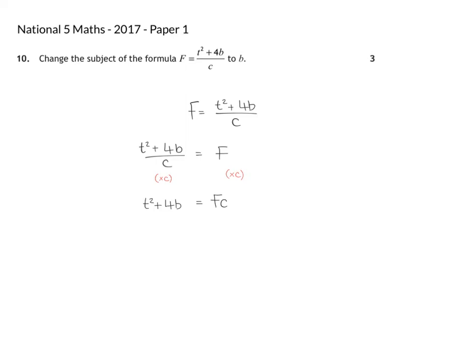So now, looking at my left, I've got 4B. I also have my T squared. T squared is there, but we don't need it because we're aiming for B. So T squared is there and it's positive. So to undo that, I need to take it away. If I take it away from one side, I need to take it away from the other side as well. So then I get 4B is equal to FC minus T squared.